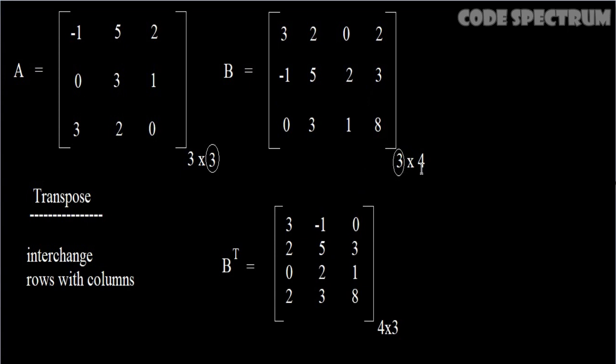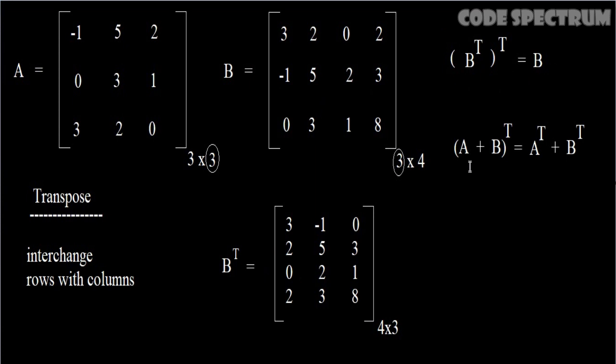And the order has also changed. It was 3 cross 4, and now the order is 4 cross 3. We represent the transpose of B like this, B transpose. Let's see the first property of transpose: if you take B transpose first, and then again the transpose of the whole, you get the same B matrix. It is obvious because this transpose is again transposed and converted to the original matrix.